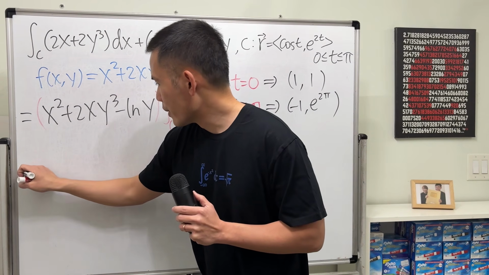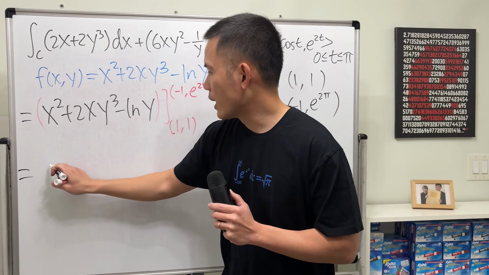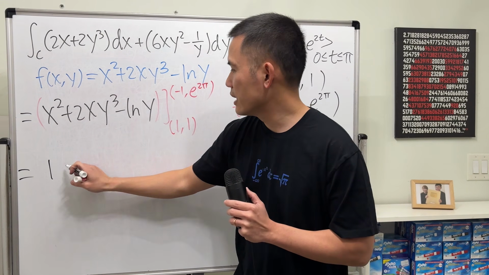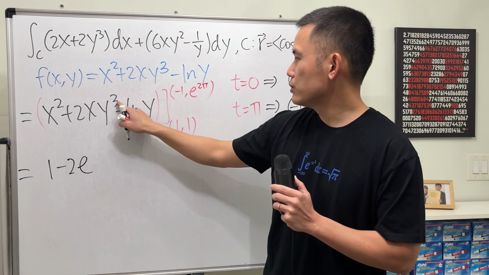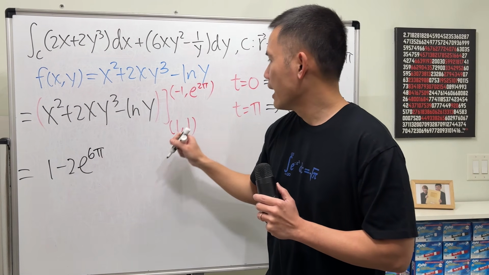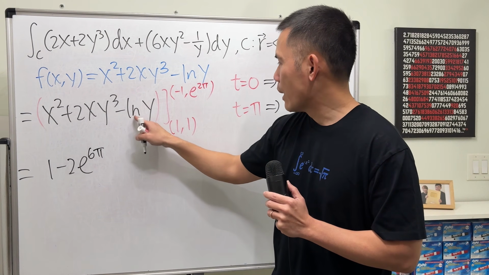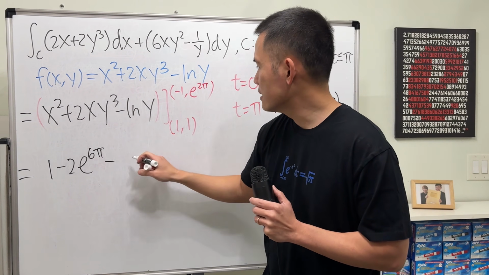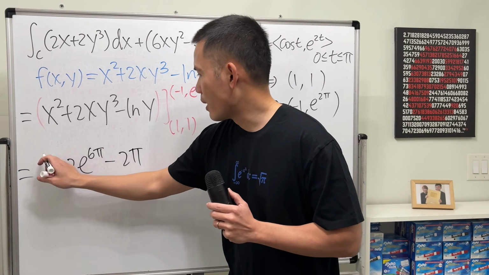So here we go. Plugging this into x first, we get +1, and then plugging this into here, we get -2, and then e, and then 3, and then multiply the power, so we get 6 pi. We don't have x here, but if you plug in this right here, ln and e cancel, so it's just minus, and then we just get 2 pi. Okay, so that's the first part.